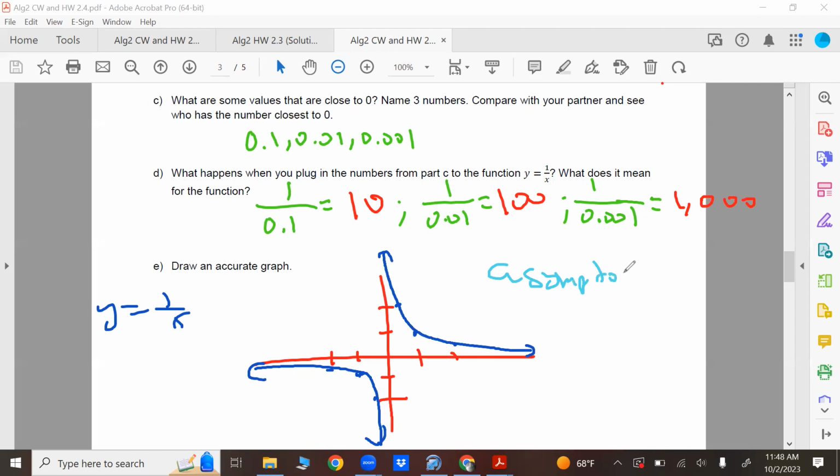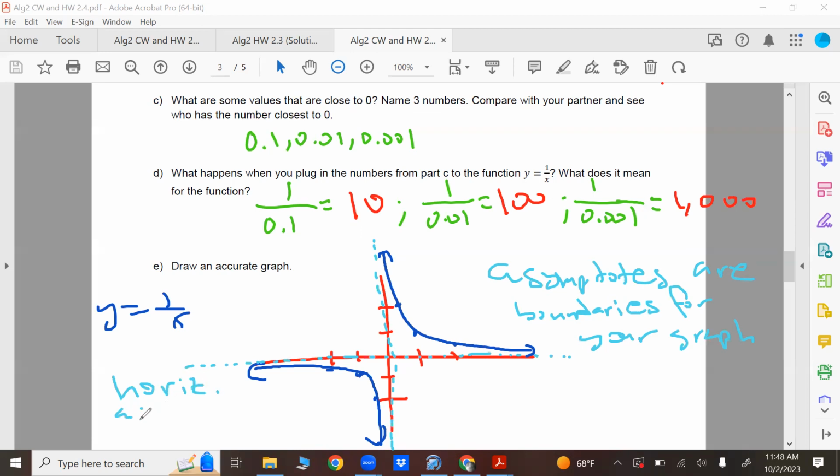The asymptotes are boundaries for your graph. So let's think about it. You have a horizontal asymptote and you have a vertical asymptote. This is part F, by the way. It's all part F in blue.